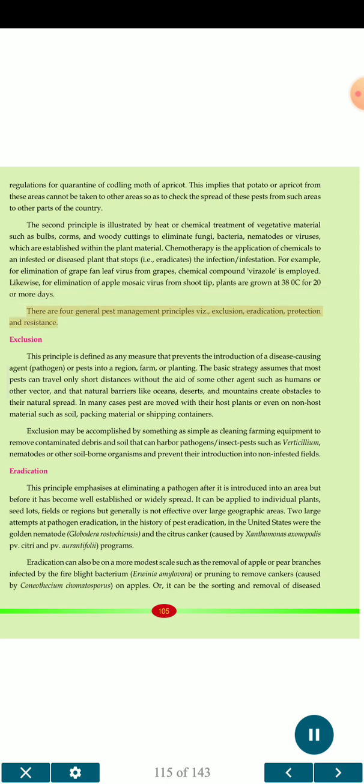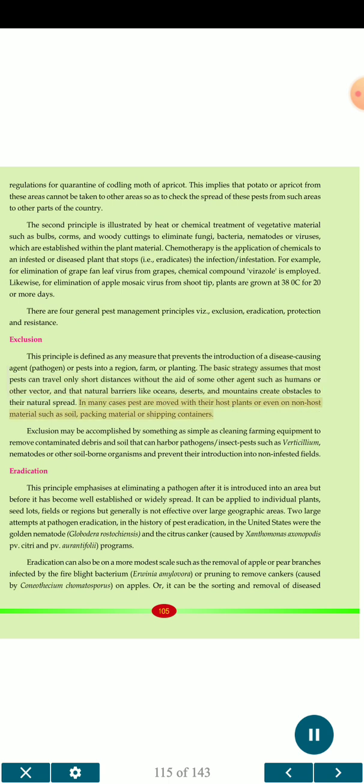There are four general pest management principles viz. exclusion, eradication, protection and resistance. Exclusion. This principle is defined as any measure that prevents the introduction of a disease-causing agent, pathogen, or pests into a region, farm, or planting. The basic strategy assumes that most pests can travel only short distances without the aid of some other agent such as humans or other vector, and that natural barriers like oceans, deserts, and mountains create obstacles to their natural spread.